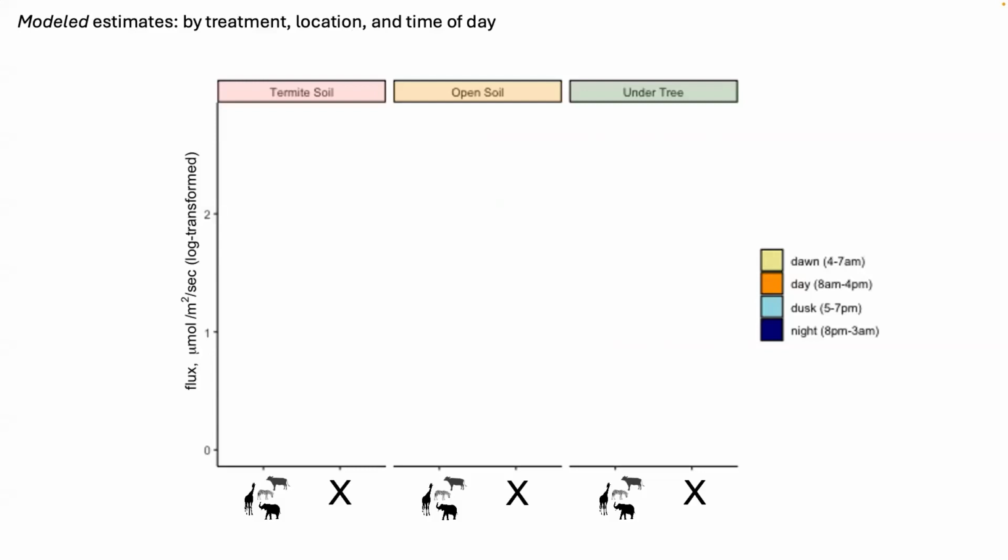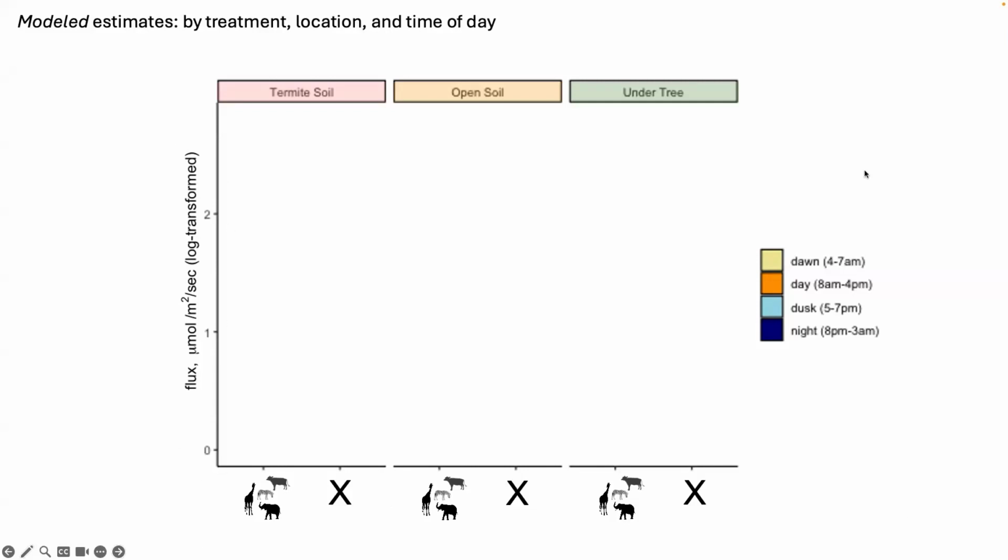Okay, so this next plot is a little chaotic, so I'm going to walk through it first before throwing up the data. On top, you'll see that I've split up the plot into structural elements, so termite soil in pink, open soil in yellow, and under tree canopy in green. For each element, I have the same axis as before, from the totally open plot to the total exposure plot, and then flux rate is on the y-axis as usual.